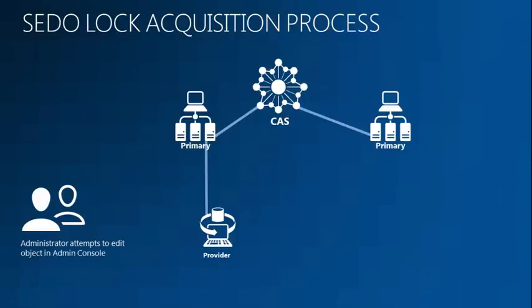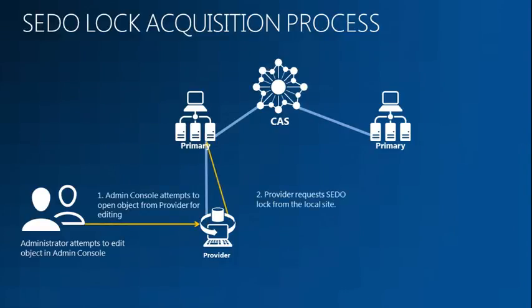What does a SEDO lock look like? Well, here's our little admin there on the left-hand side. The admin attempts to open something from the provider. The provider requests a SEDO lock from the local site. That SEDO lock is then turned into a message that's dropped into the SQL Service Broker SEDO queue. Not to be confused with Sudoku, which is very different.